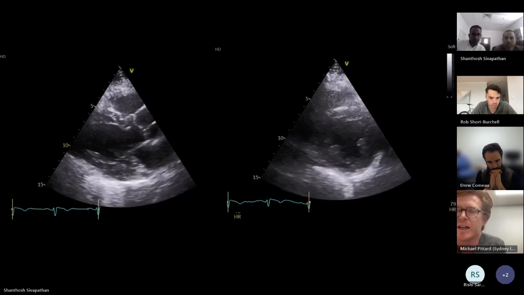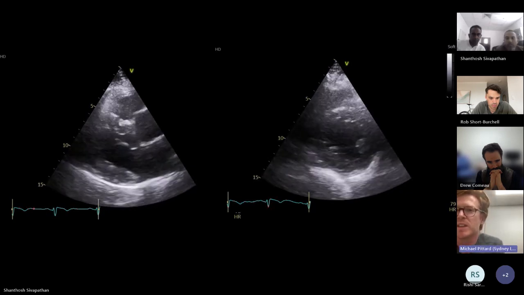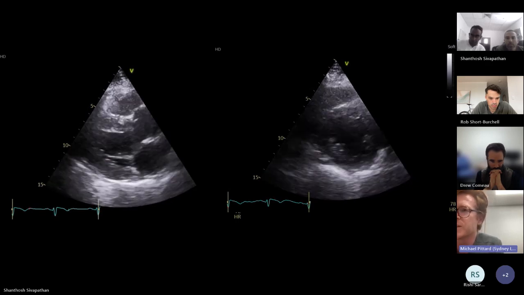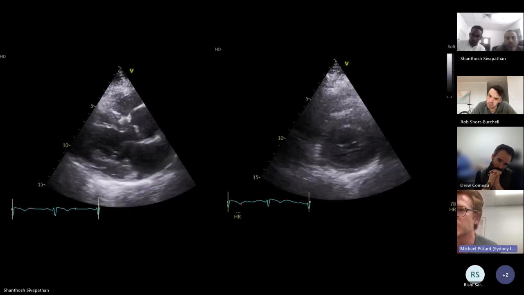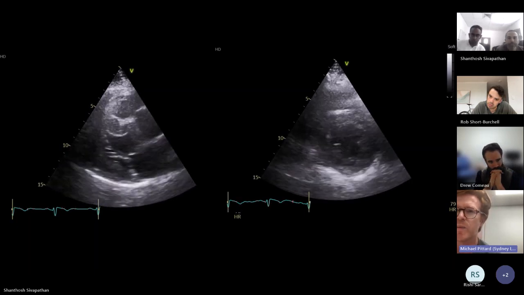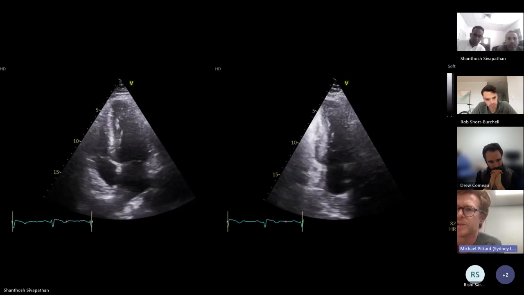I think that the anteroseptal wall is maybe a bit hypokinetic. And on the parasternal short, it looks like that's the case as well. But there's a bit of dropout. I can't quite see the entire septum, but I want to see it in some other views. And overall, the LV function looks like it's probably preserved.